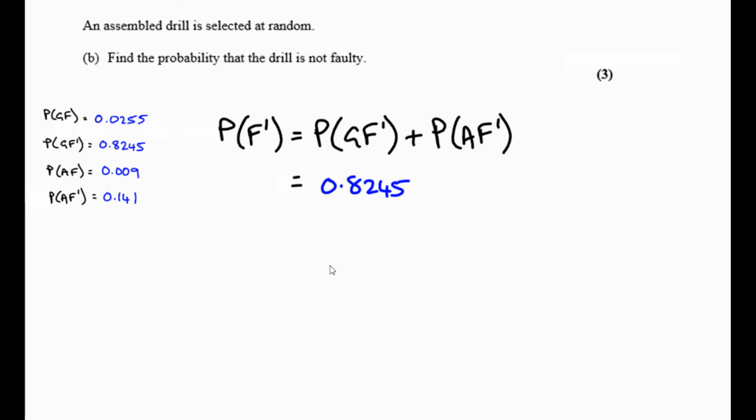0.8245 plus 0.15 times 0.94. Final answer, 0.9655. Okay, so a well-structured tree diagram, all of the probabilities, and obviously combining the correct ones at the end should be worth all of your marks.